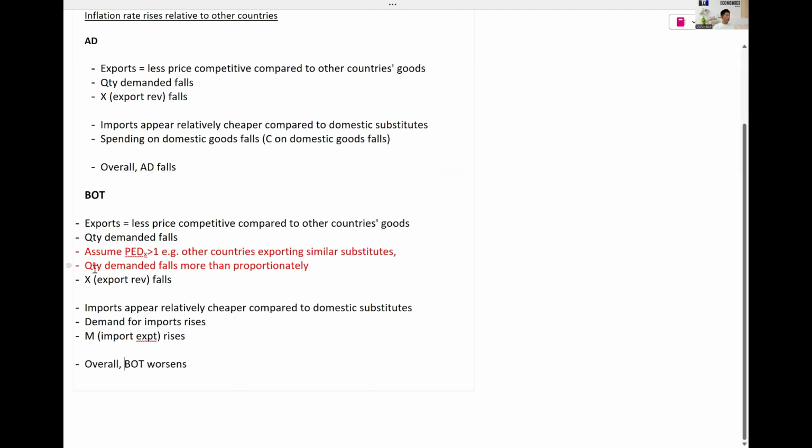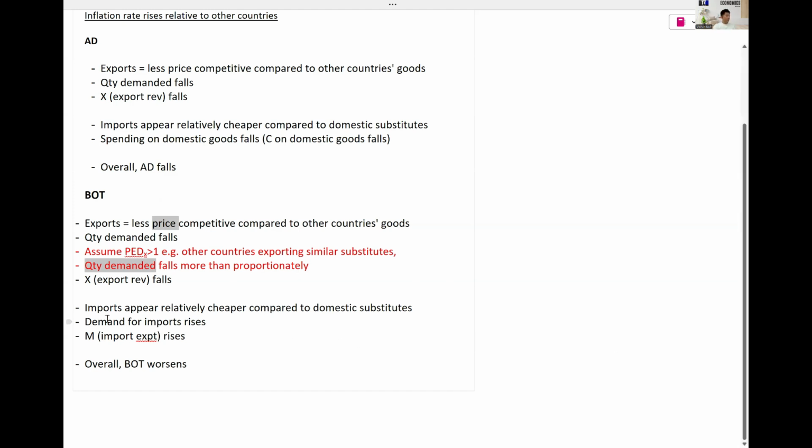Okay, so why do we use quantity demanded here? Because the trigger is a change in the price of the exports. So quantity demanded is a movement along the demand curve. You use it when your price changes.